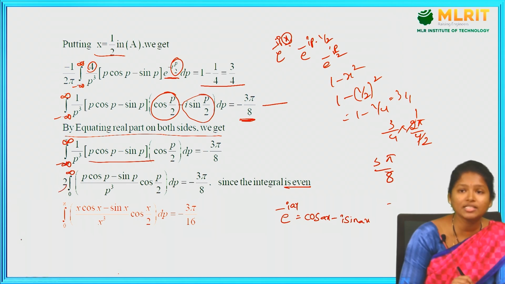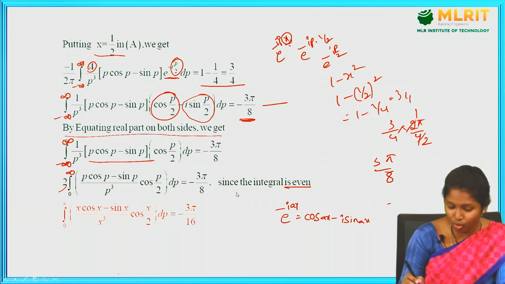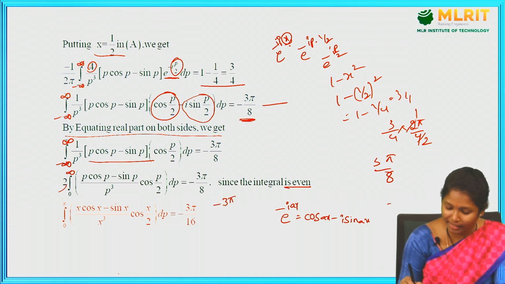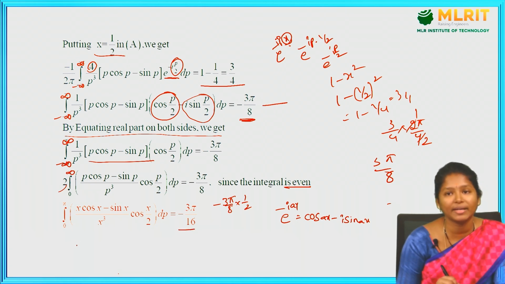So here 2 is constant, so I am writing it on the right side. So we get minus 3 pi by 8 into 1 by 2. So the result is minus 3 pi by 16.